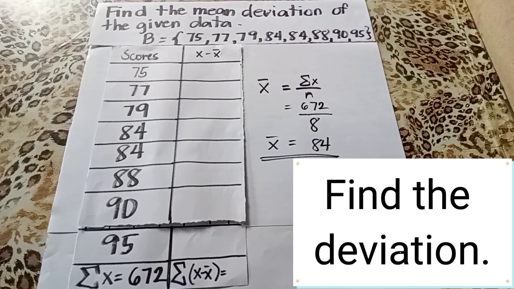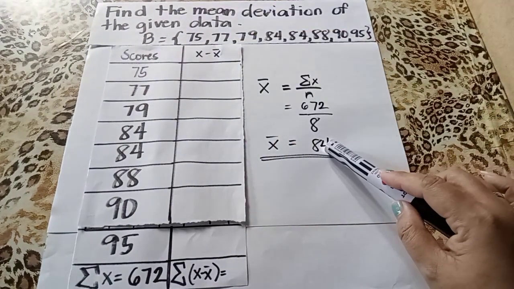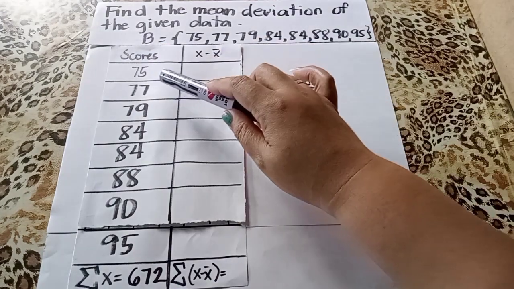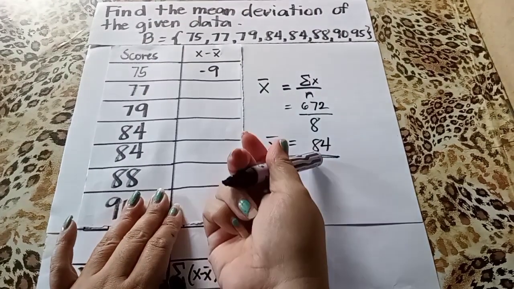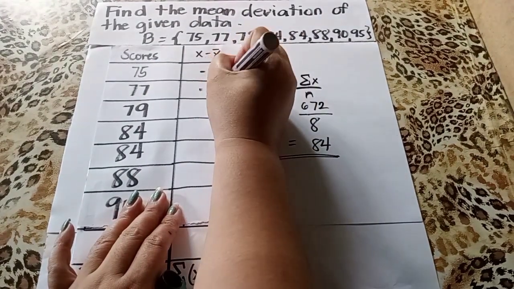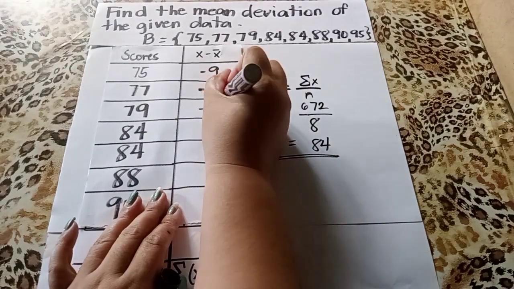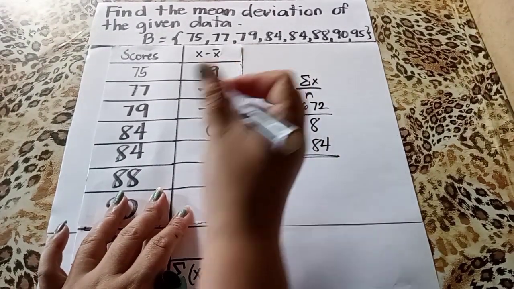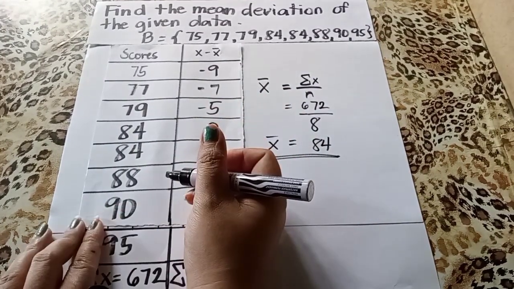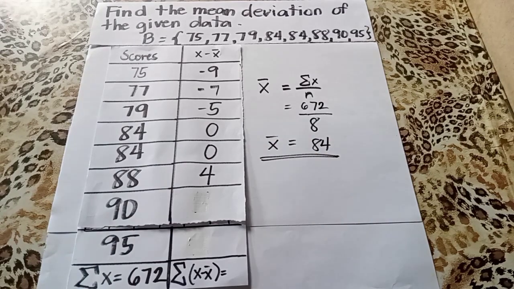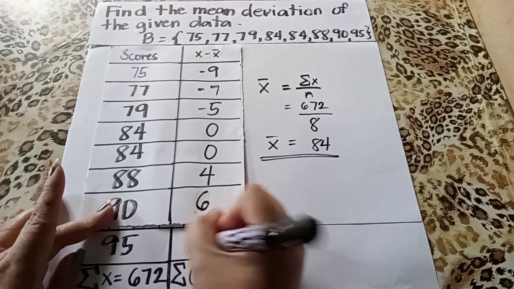In finding the deviation, let's subtract the mean that you obtained from each given value. So 75 minus 84 is negative 9. Then 77 minus 84 is negative 7, applying the rule of signs. 79 minus 84 is negative 5. Then 84 minus 84 is 0. 84 minus 84 is 0. 88 minus 84 is 4. Then 90 minus 84 is 6. Then 95 minus 84 is 11.